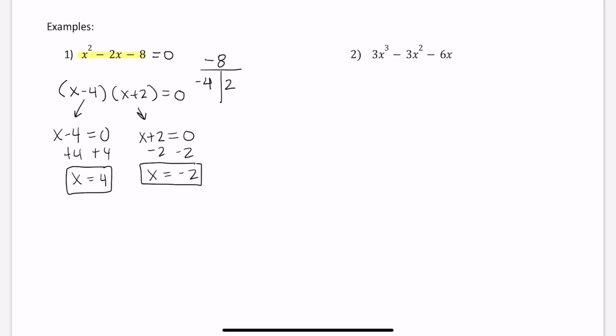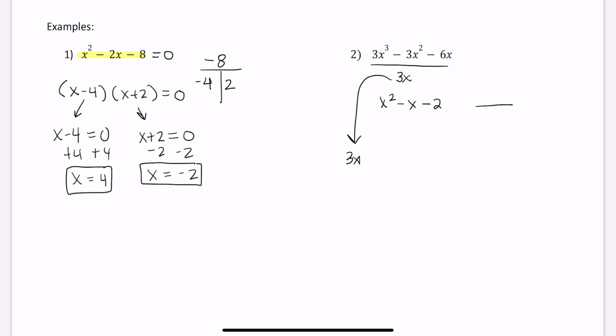In example 2, it's 3x cubed minus 3x squared minus 6x. So I know I'm going to set this equal to 0, but I want to factor like normal. So I see first I have a greatest common factor of 3x. So I'm going to take this, pull it down to the bottom so I don't forget about it, and then I'm going to divide out. So this is going to end up being x squared minus x minus 2.